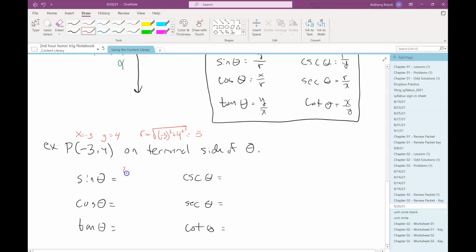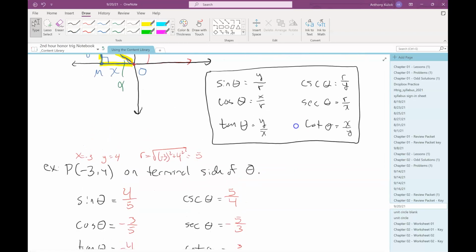Sine is y over r. Cosine is x over r. Tangent is y over x. Cosecant is r over y. Secant is r over x. And cotangent is x over y. And I'm done. So far, so good. Pretty easy, right?